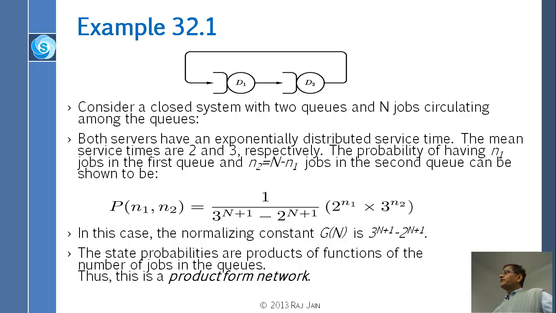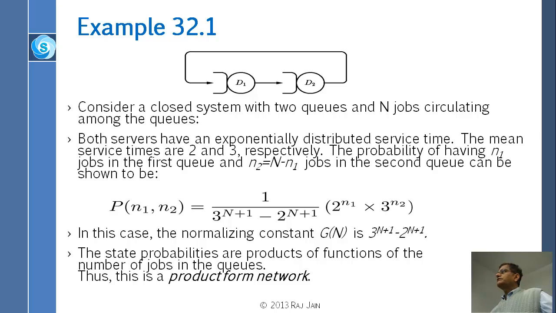The jobs, whatever number of jobs there are, they just stay inside. The formula is here. Now, you don't know how to get the formula, but it is not important. This is just an example. And so this is the formula for N1 jobs here and N2 jobs here. Somebody derived it.